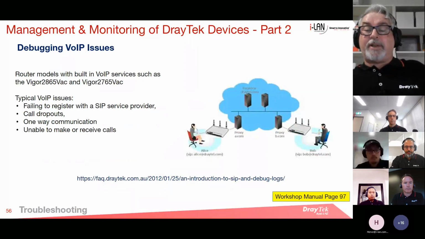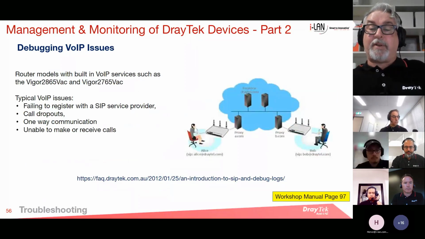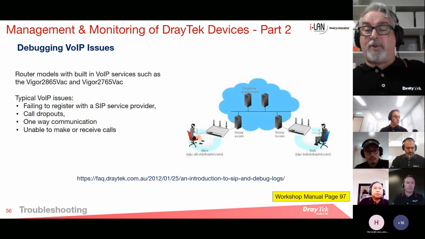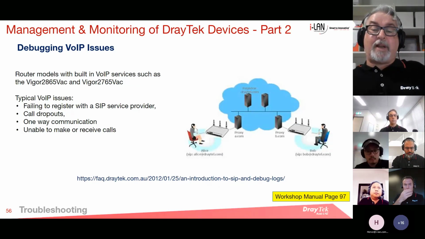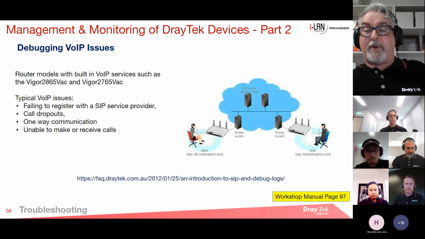Debugging VoIP issues. DrayTek have a number of router models with built-in VoIP services like the Vigor2865 VAC and the Vigor2765 VAC. Some typical VoIP issues that can arise are failing to register with a SIP service provider, call dropouts, one-way communication, and completely unable to make or receive calls.